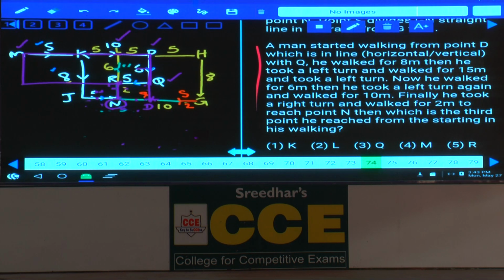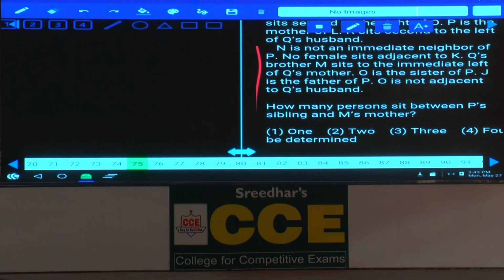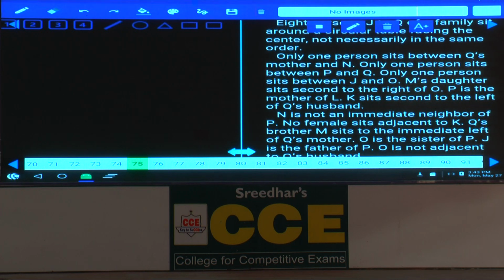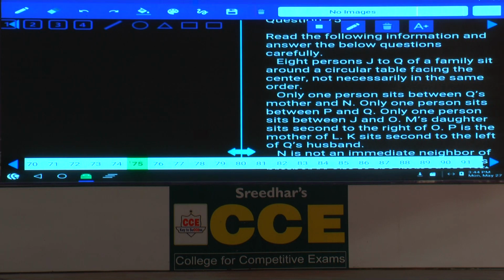Then questions 75 to 79. How many of you have completed questions 75 to 79? These questions come under which category? Blood relations. How many persons are there? Eight persons seated around a circular table. And who are those persons?